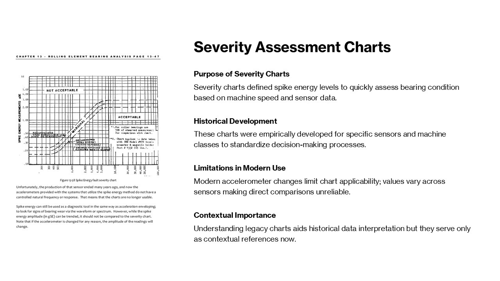Changes in accelerometer design, frequency response, and sensitivity mean that absolute spike energy values can vary significantly between sensors. As a result, direct comparison to legacy charts can be misleading. Nonetheless, understanding these charts is important for interpreting historical data and appreciating how early condition monitoring programs standardized decision criteria. Engineers should treat severity charts as contextual references rather than absolute diagnostic tools.